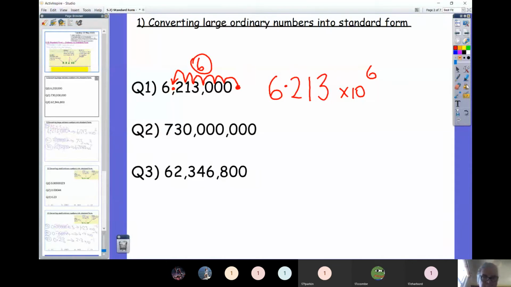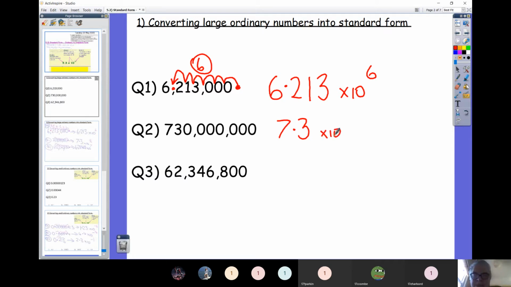Right, question 2. Step 1, get the number between 1 and 10. So where's the decimal point going to go to get those digits between 1 and 10? Well, that's got to be 7.3. That is between 1 and 10.